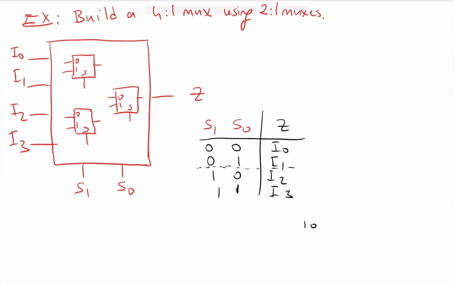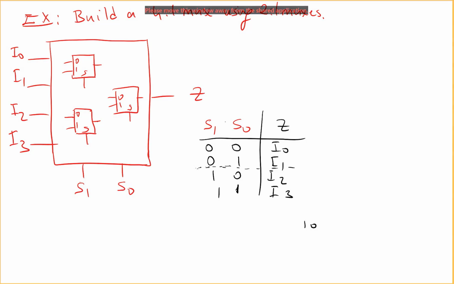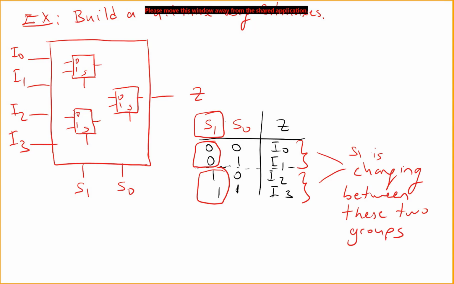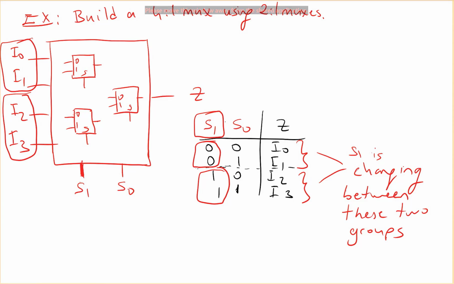What we are trying to do, from this table, if I look at S1, S1 is changing either this group or this group. So S1 is either selecting these two or it is selecting the bottom two. S1 is changing between these two groups. I have I2 and I3 here, I1 and I0 here. So this S1 will be controlling either the top group or the bottom group. But then let's look at S0.